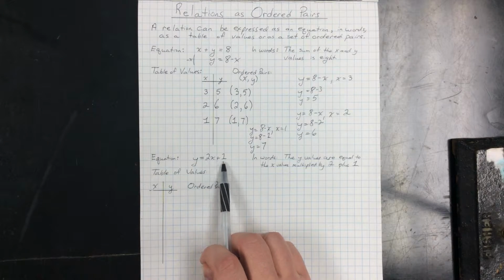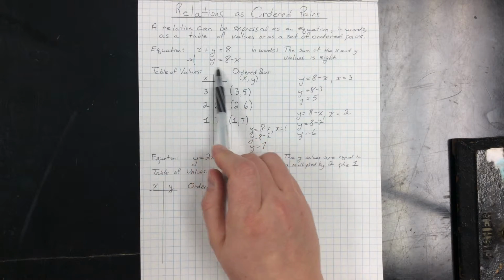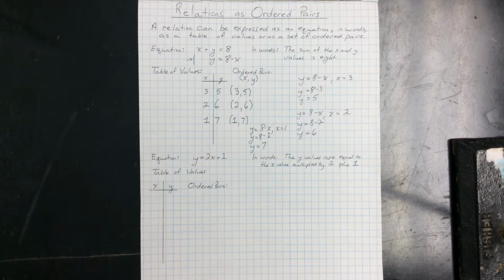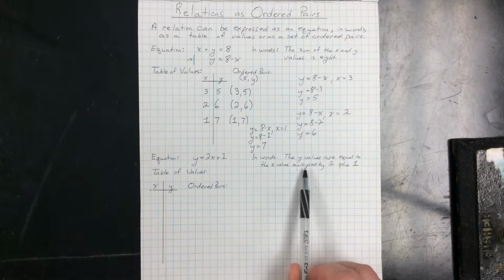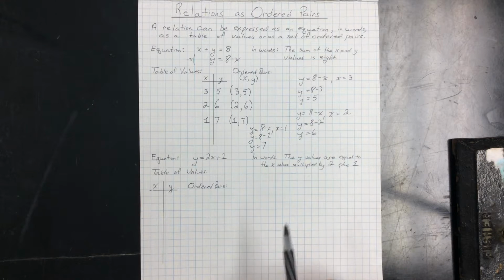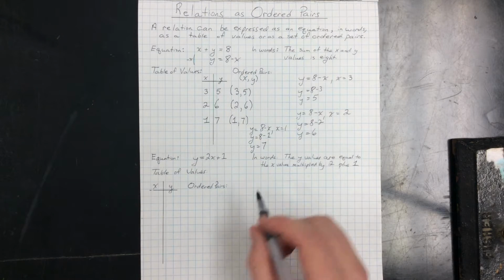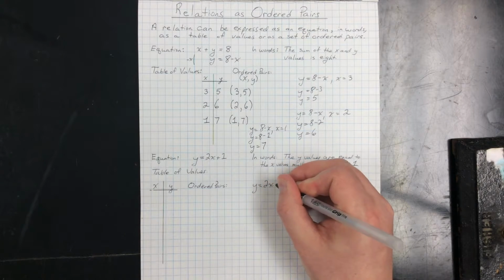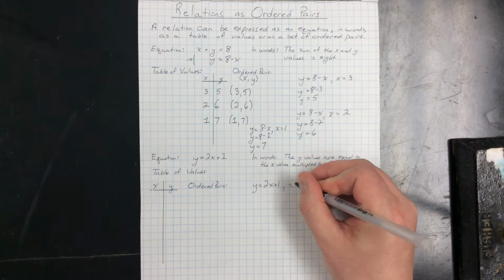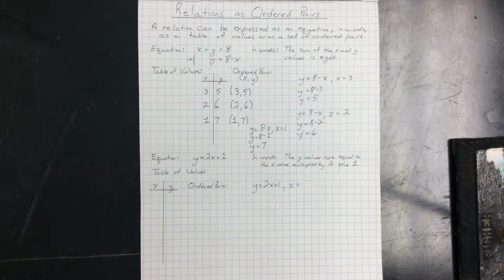Y is equal to 2x plus 1. So this is already in the form where y is equal to, which is usually a little bit easier to work with. So the y values are equal to the x values multiplied by 2, then 1 is added. I'm going to start with my equation. Y is equal to 2x plus 1, when x is equal to, and I get to choose a number.